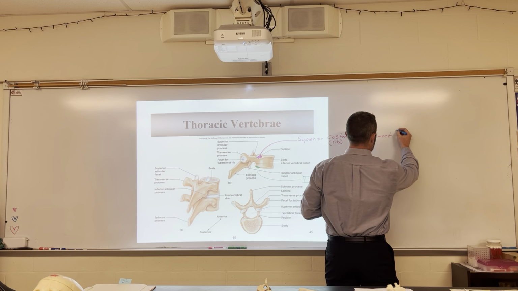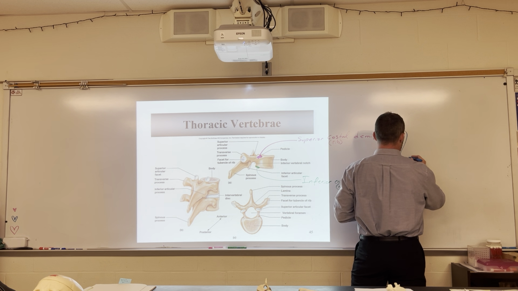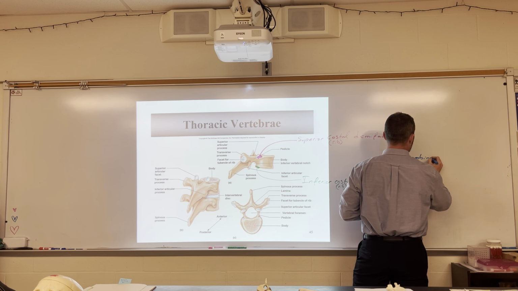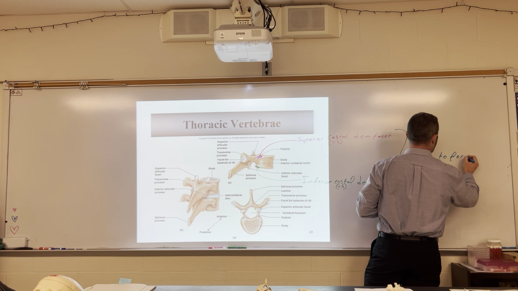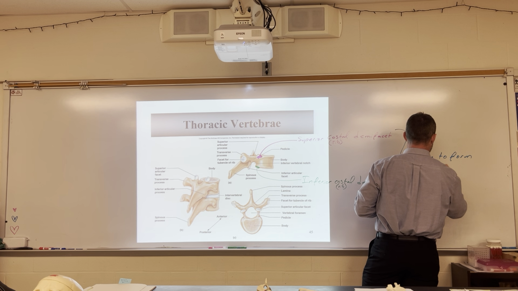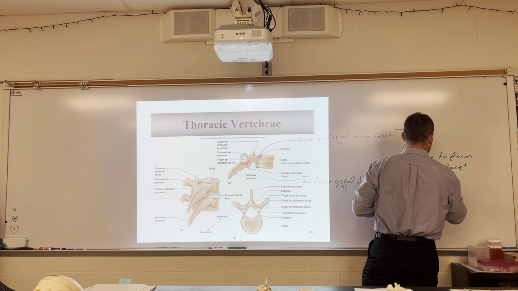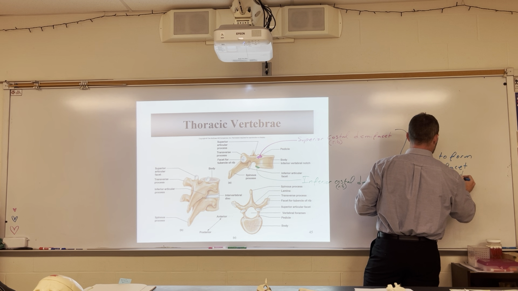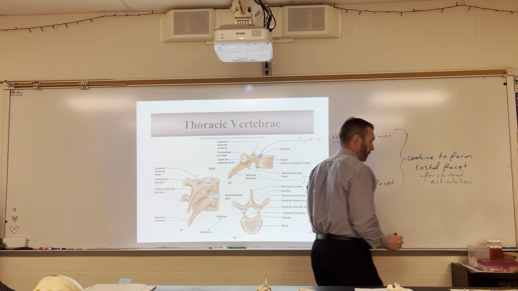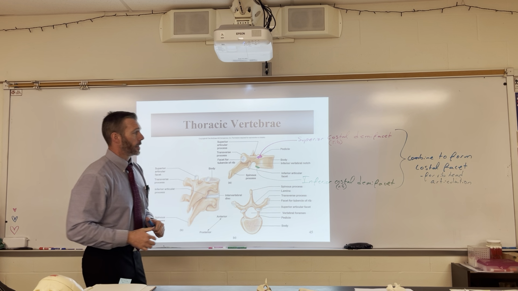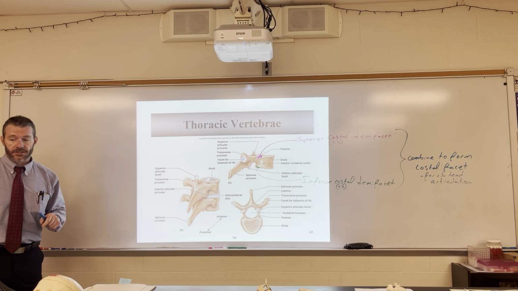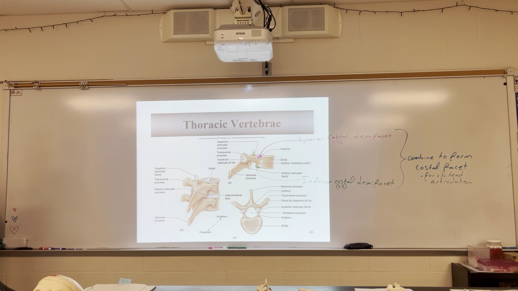So I'm going to put in brackets these two right here. We'll say that they combine to form a costal facet. And this costal facet is for rib head articulation. So the rib head, we're going to learn about rib anatomy here in a few minutes. The rib head articulates to these costal demifacets. And when we get to the ribs, we'll see how the rib articulates with those thoracic vertebrae on another slide.